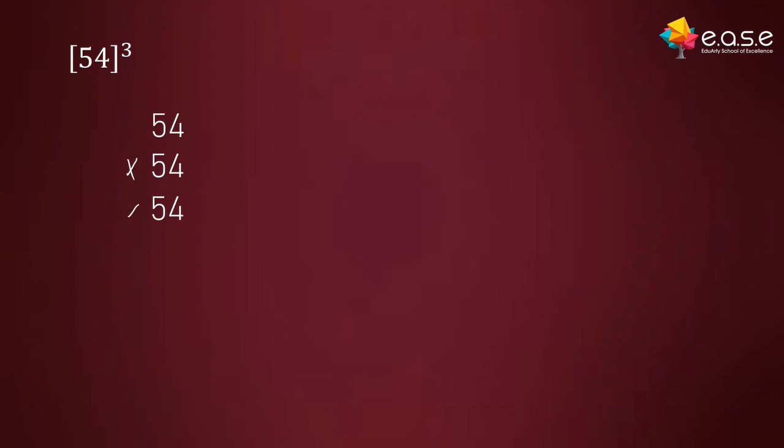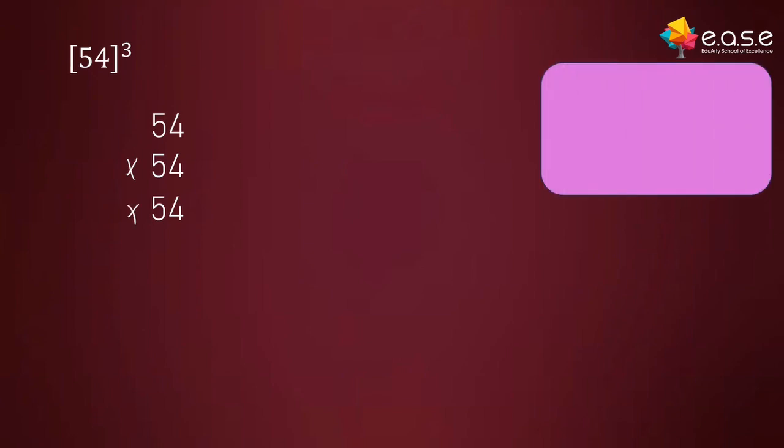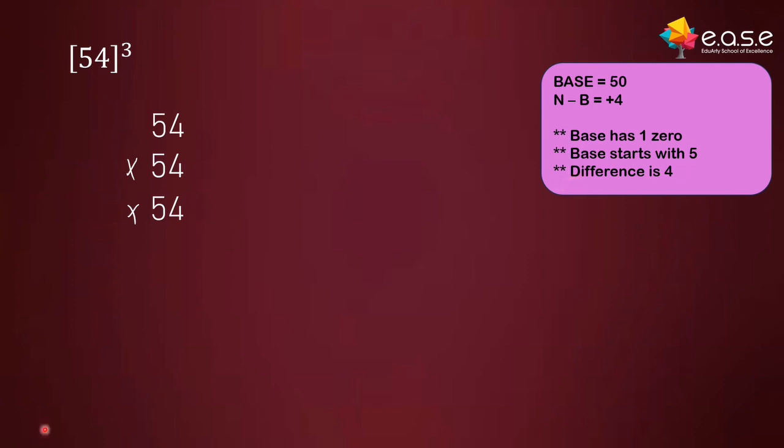Okay, let's open the page. So look at this. Our base is 50. Difference, number minus base, gives a positive 4. Base has 1 zero. Base starts with 5 and the difference is 4. These are things to observe. The starred things are things to keep in mind. Okay, now let's write the difference there. That's a 4, that's a 4 and the 4.